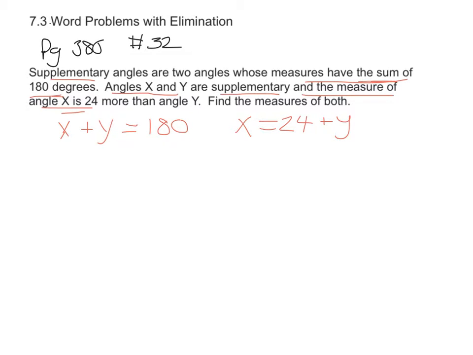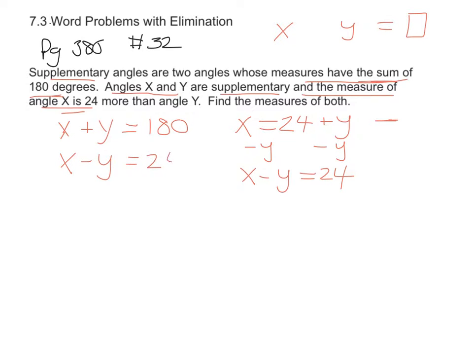So we're going to do this using elimination, which means you may have noticed that all elimination problems are in standard form, with an x term and then a y term and then a number. So I want to get this second equation into standard form just by subtracting y. And I would have x minus y equals 24. I'm going to place it under the other equation.